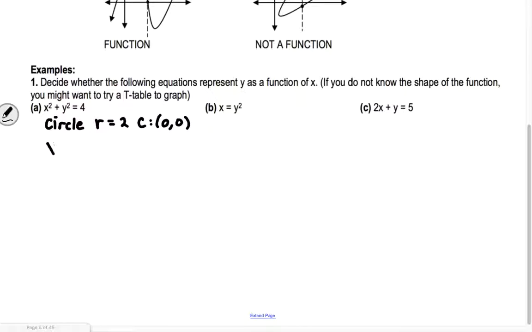Do you guys remember that? (x minus h) squared plus (y minus k) squared equals r squared. It's all coming back. Oh, that's nice, long summer. It's always rough the first week.